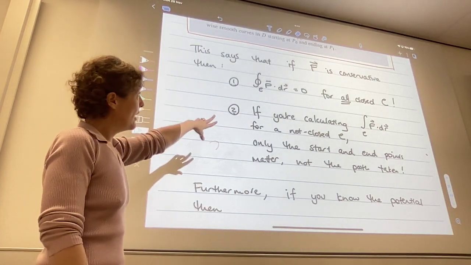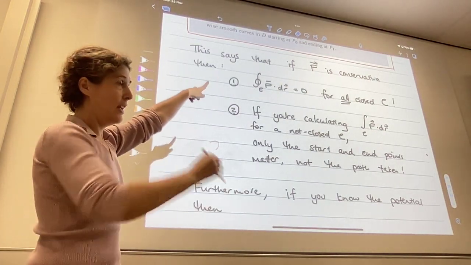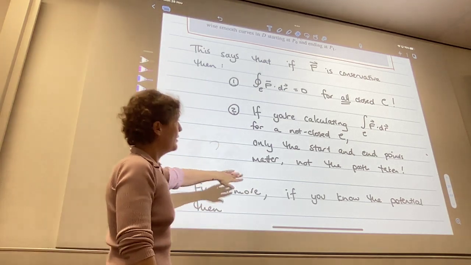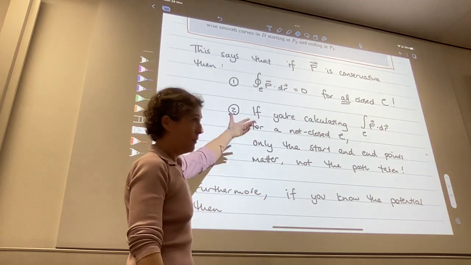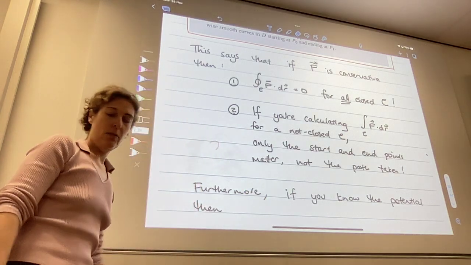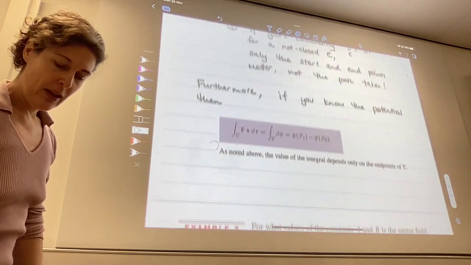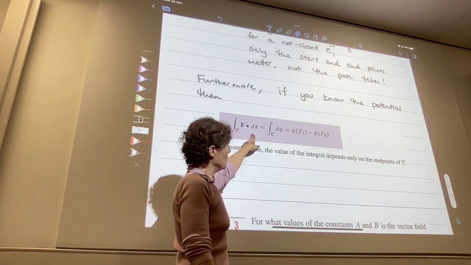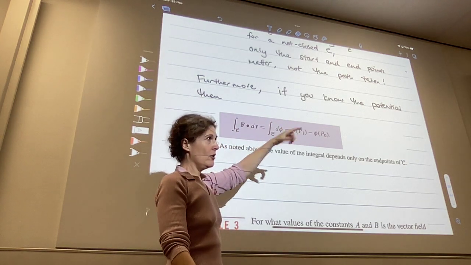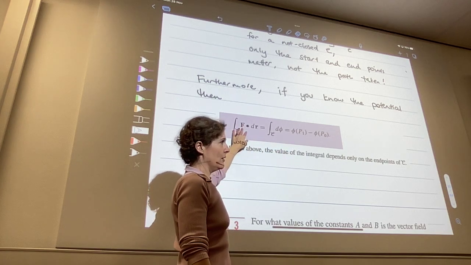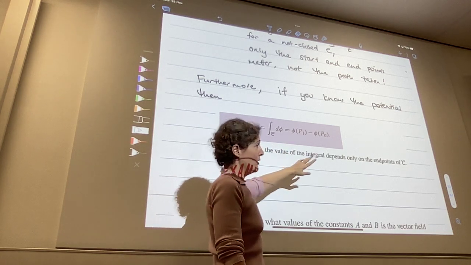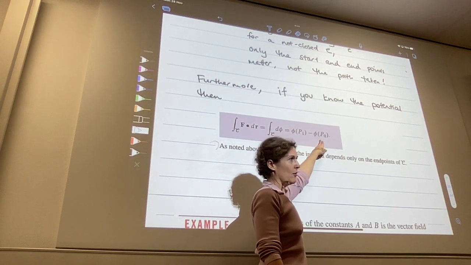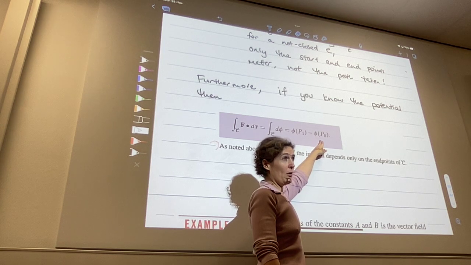So this just summarizes what I've said. If you're conservative, then the integral around a closed path is always 0. And if it's not a closed path, you can pick the path so long as you get the start and end points the same. Essentially, if you can find the scalar field from which your vector field comes, this integral boils down to calculating the value of your scalar field at the second point and subtracting the value at the start point, which is a lot simpler than doing any integration.